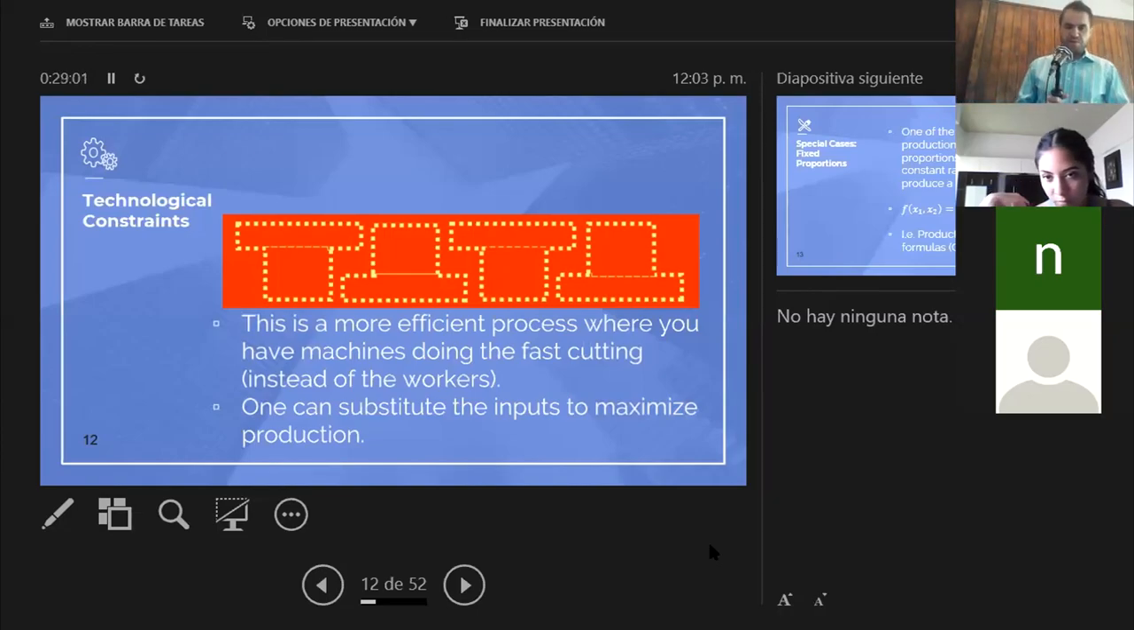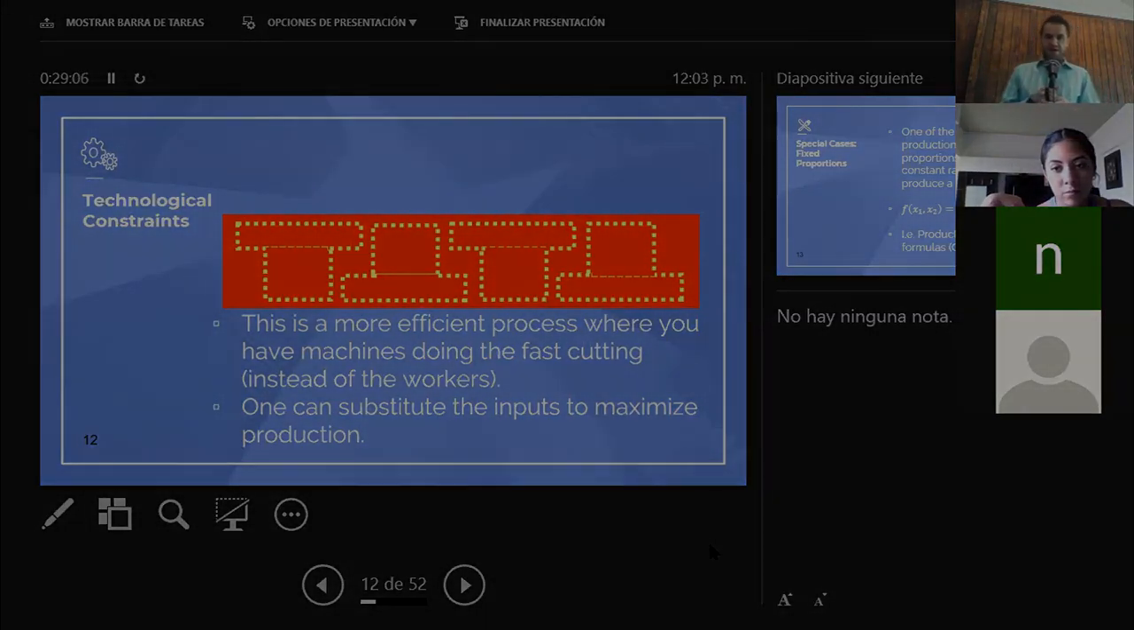And this is basically the production process in general. Questions up to this moment with this first idea of the production process?